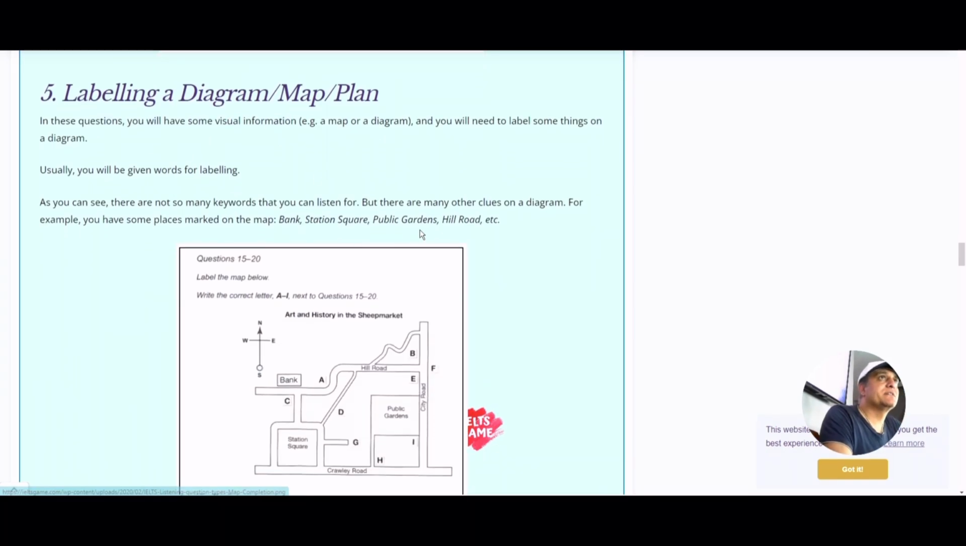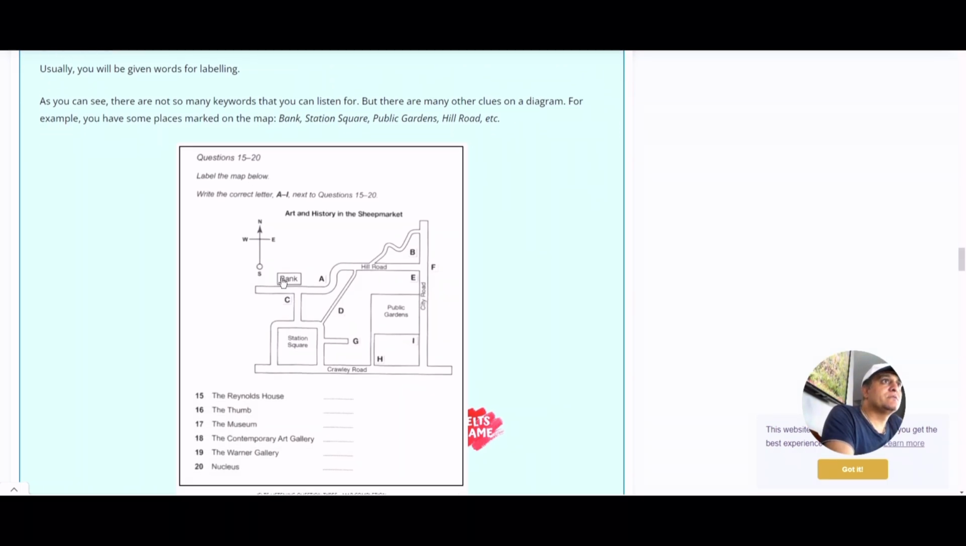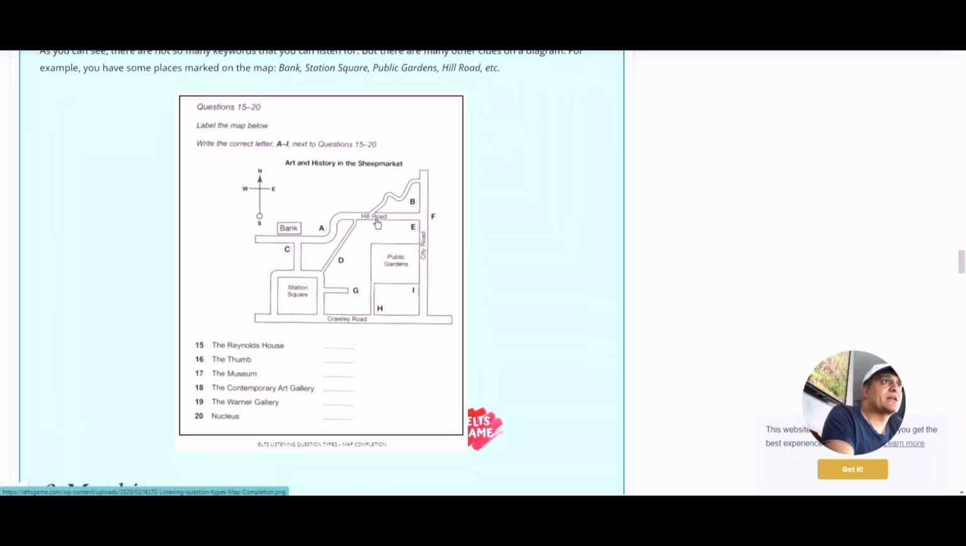Labeling the diagram. One of the questions in IELTS, they give you a diagram, like a map. You can see here station, Growley road, this road, public garden. The question is, sometimes they say the museum, for example, south of this or north of this. You have to listen carefully to where the location is. At the end, you put the letter. Where is the museum? You put the letter according to what you have listened to.